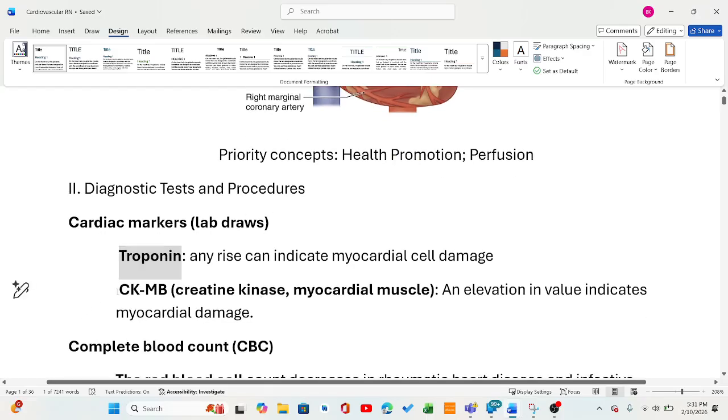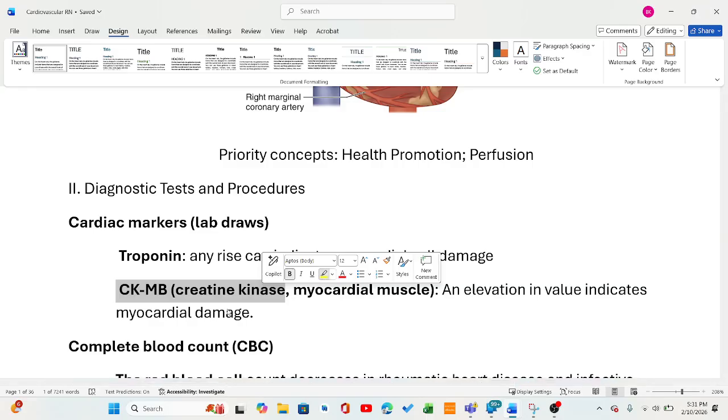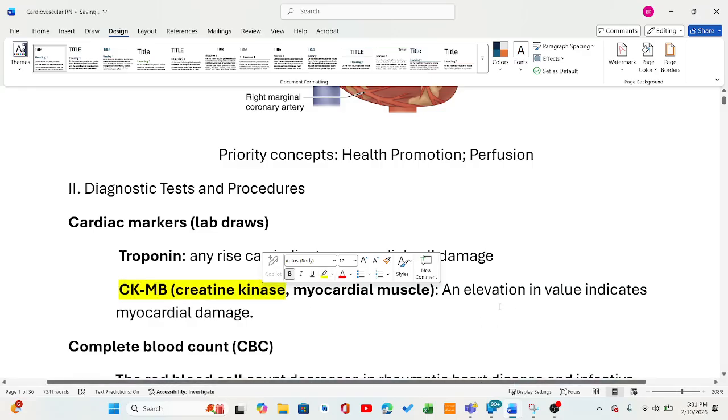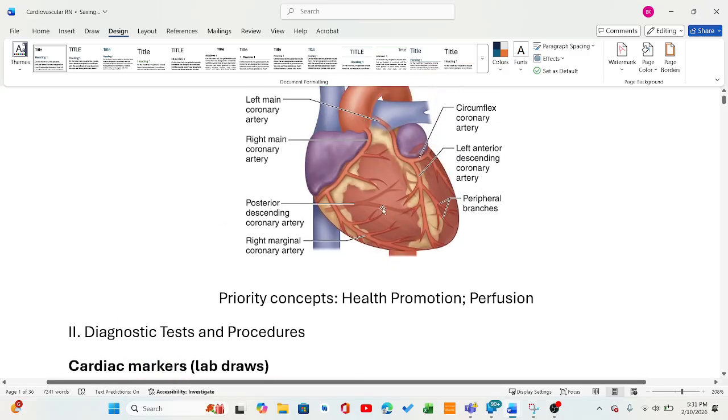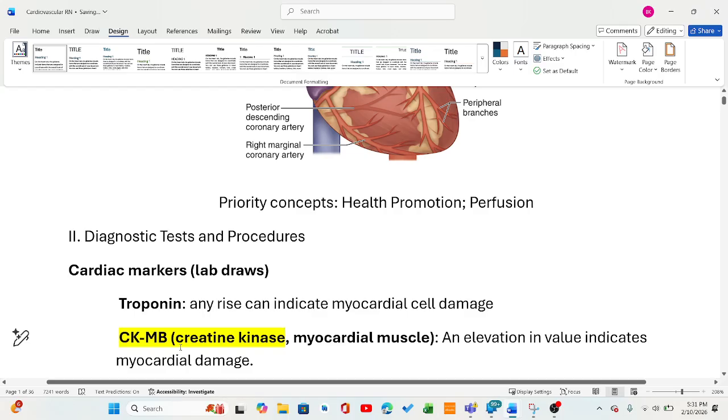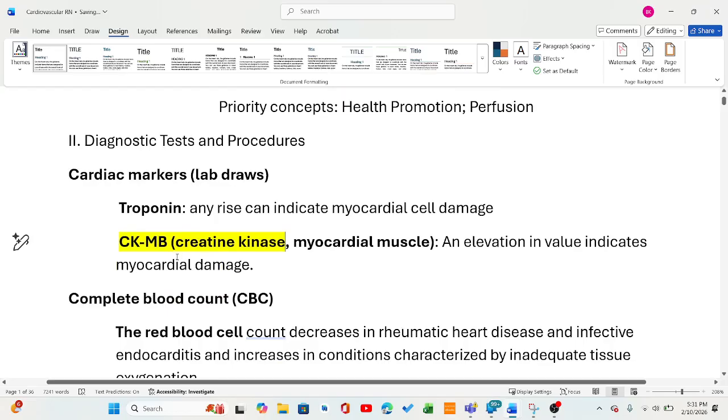The other lab I want you to take note of is the creatinine kinase. When you talk of creatinine kinase, this is where you have muscle cells that are being damaged. And the heart is made up of muscles. So definitely when you have an infarction in the heart, you expect this creatinine kinase to go up. But the problem is that this is not cardiac specific. So when other muscles are broken down, this creatinine kinase will go up as well.